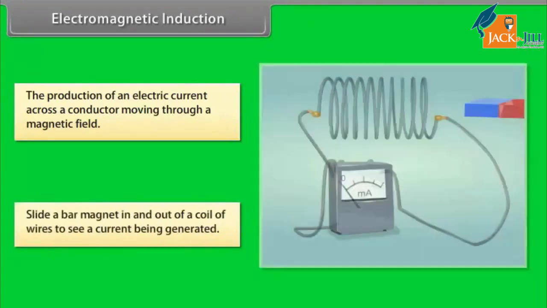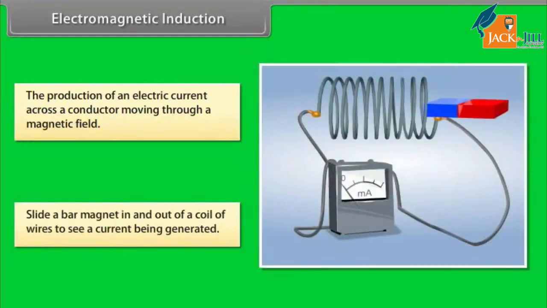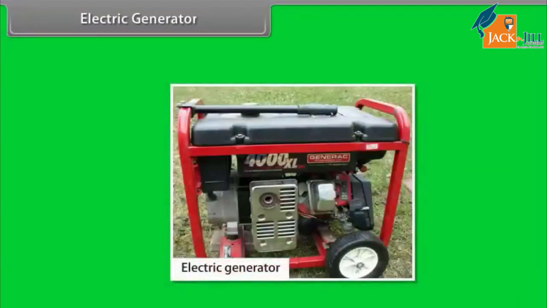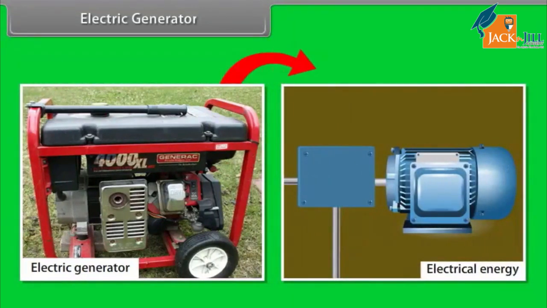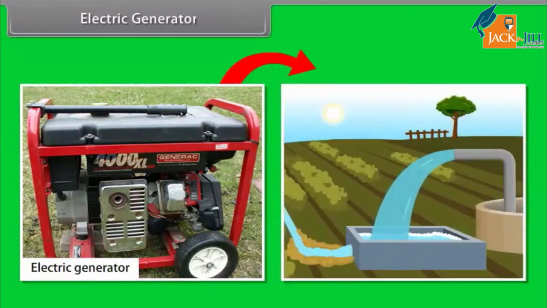Let us try sliding a bar magnet in and out of a coil of wires. You see that the wires generate a current. This is known as electromagnetic induction. Electric generator. An electric generator converts mechanical energy to electrical energy. It forces electrical charge to flow through an external electrical circuit. Examples include a water pump, which causes water to flow but does not create water.